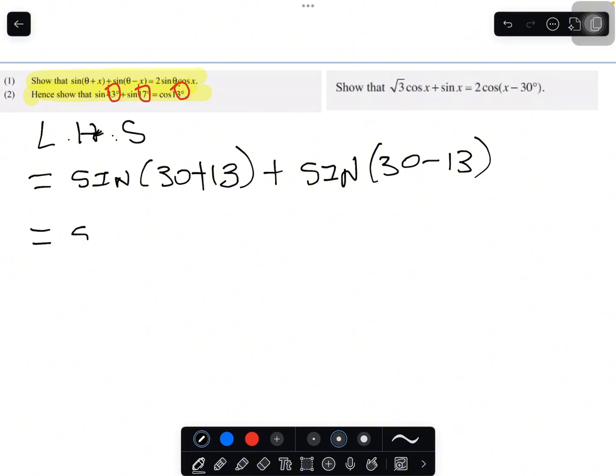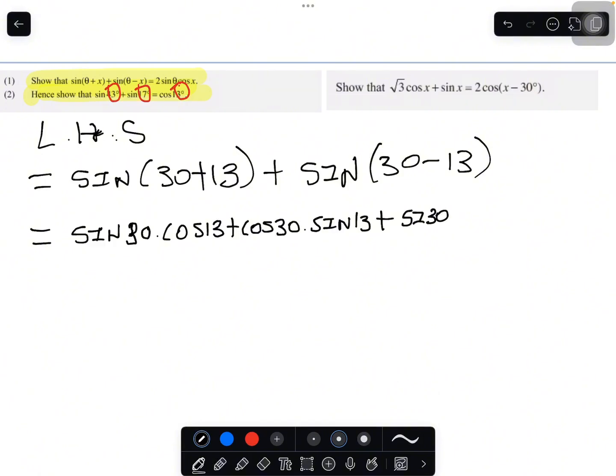And this will become sine 30 times cos 13 plus cos 30 times sine 13 plus sine 30 times cos 13 minus cos 30 times sine 13.